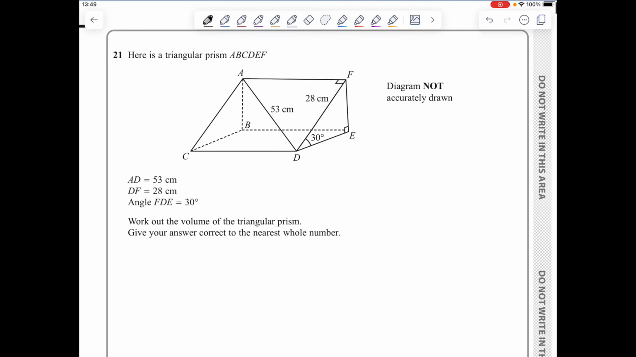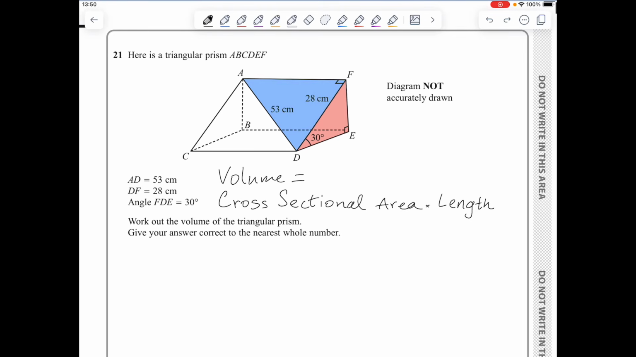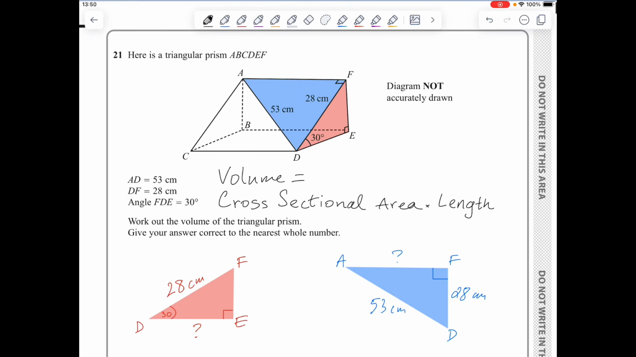For question 21, the volume of the prism is given by the equation cross-sectional area times the length. Now the cross-section of this prism is the triangle DEF, and the length of the prism is the distance AF, and to find AF you'll need to work with the following triangle. So let's extract those two triangles below. We'll need to find the area of the red triangle and the distance AF from the blue triangle.